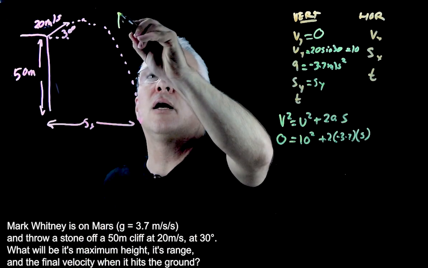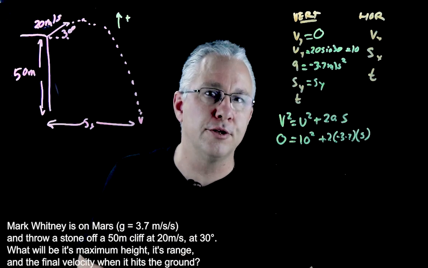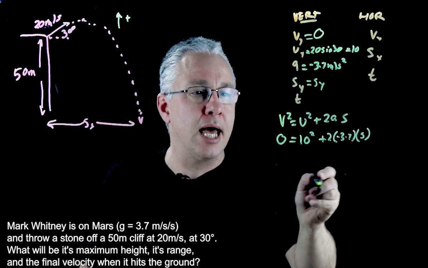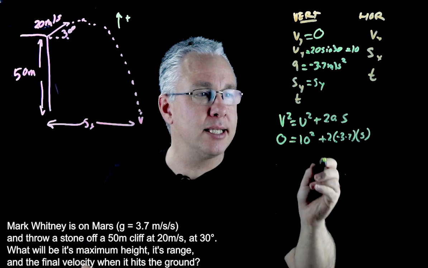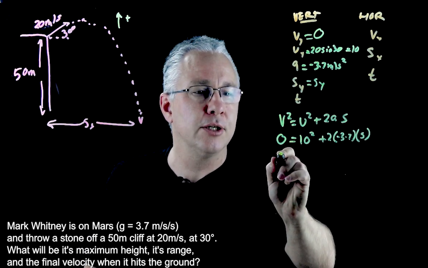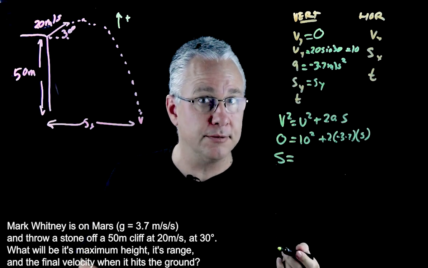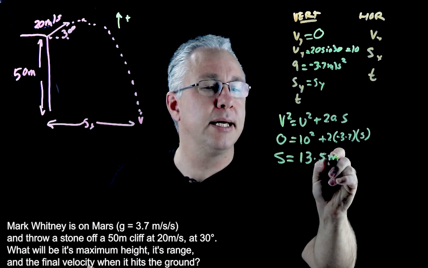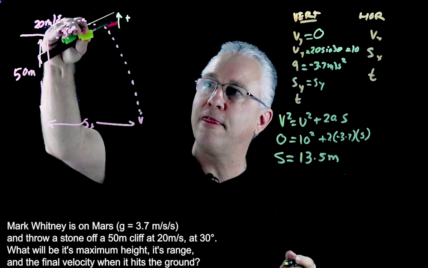So I'm going to label this as my positive direction like so. Now, of course, I can work out my answer. I'm not going to do all the rearranging. You can work out S if you like yourself. You're going to get a value of 13.5 meters. Now remember, this is from that height.